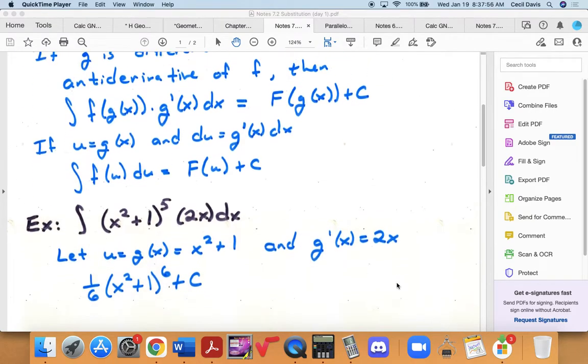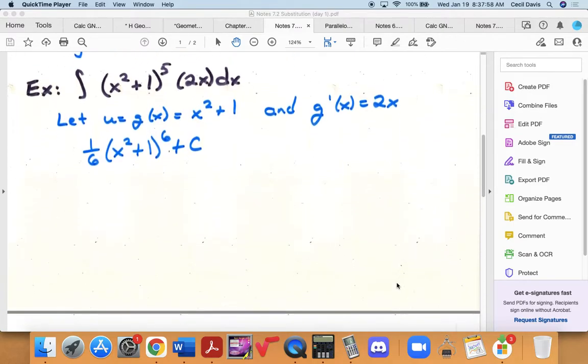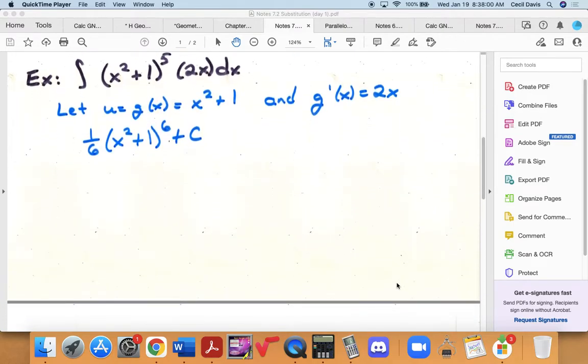So here's an example, and then we're going to do a whole bunch of examples. Here, I have the integral of a composite function, x squared plus 1 to the 5th power, times 2x dx. To use u substitution, actually I'm going to scratch this part out for the time being.